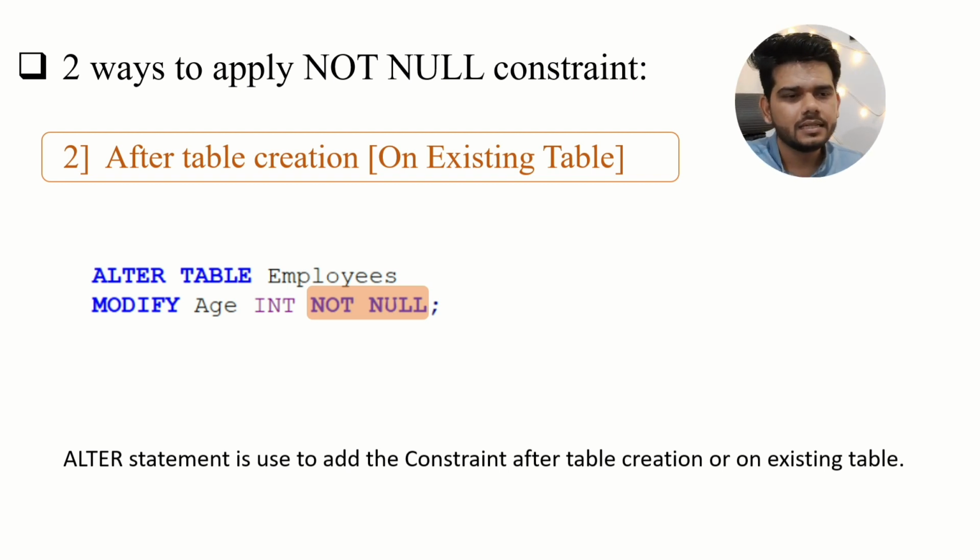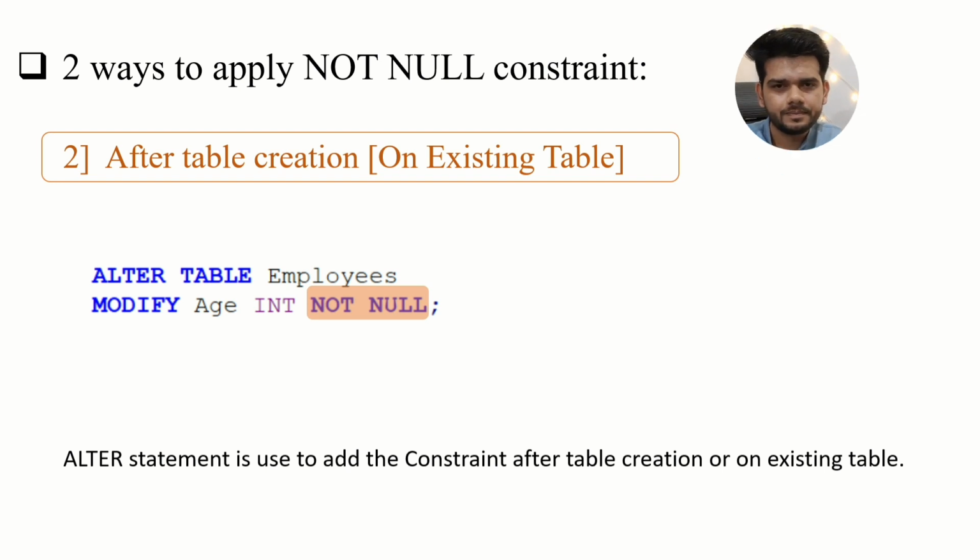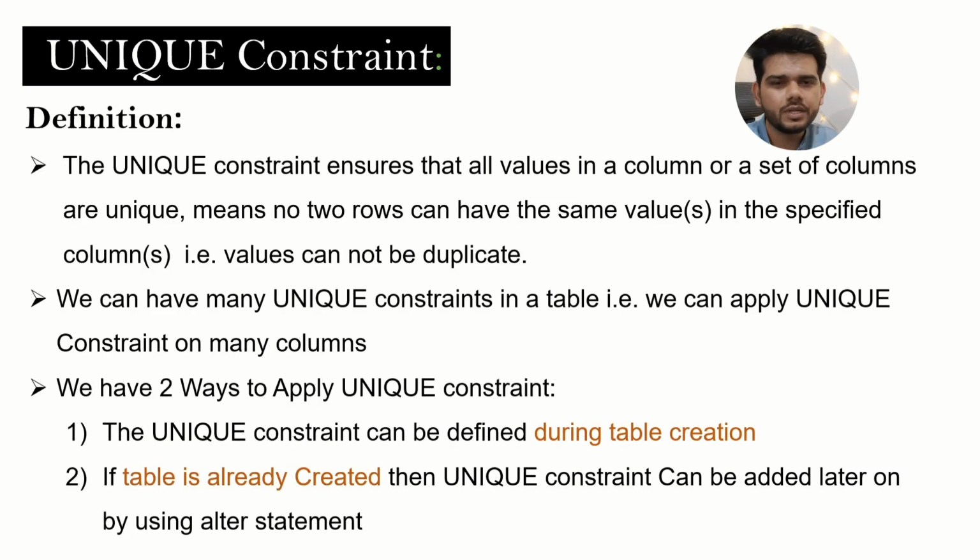As you can see here, the given syntax is alter table employees. Here we have the age column added with a not null constraint. That means we cannot store null or blank values going forward. Number 2, we have the unique constraint.